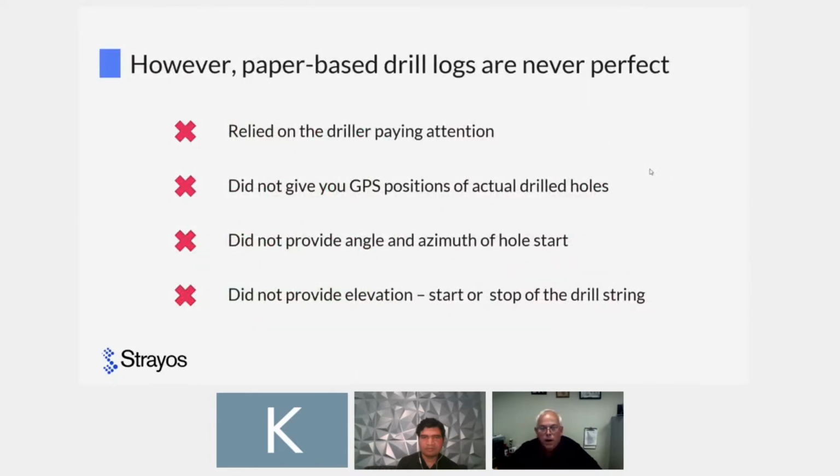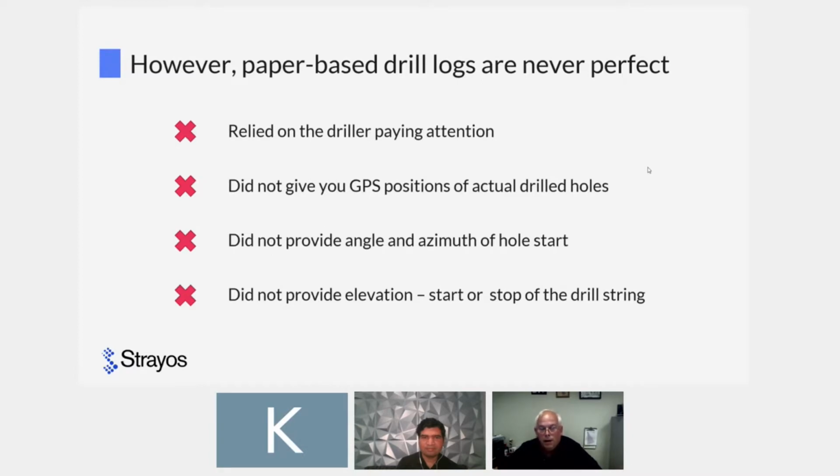Paper-based drill logs were never perfect, but they were better than nothing. They relied heavily on the driller paying attention, and the drillers can be doing other things while out on the shot. Today we have cell phones. Back then, they could be sharpening bits, raking holes and cuttings, or paying attention to the drill and the drilling.